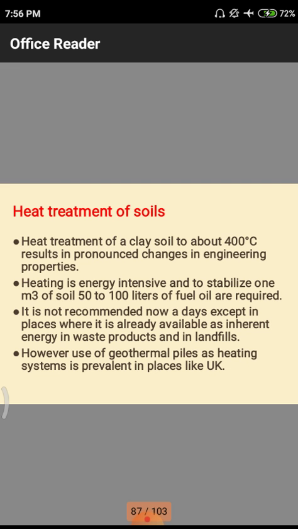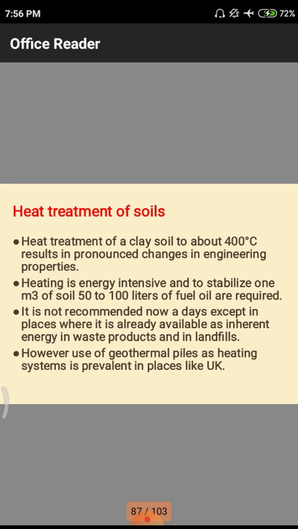How will this heat treatment be applied to the soil? First of all, heat treatment of a clayey soil is to about 400 degrees centigrade. That much temperature is sufficient to treat the clayey soil for de-watering.